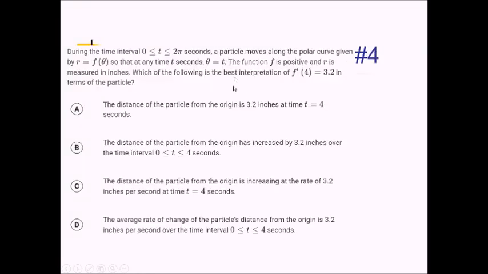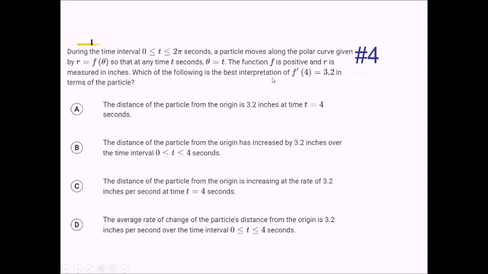For this one, we're going to have to try to explain symbolic notation in terms of other things. We're told that during the time interval from 0 to 2 pi seconds, a particle is moving along a polar curve given by r equals f of theta, so that at any time, theta and t are the same thing. So basically you could think of this as f of t. Kind of a roundabout way of saying that, but whatever. The function f is positive, r is measured in inches, great.